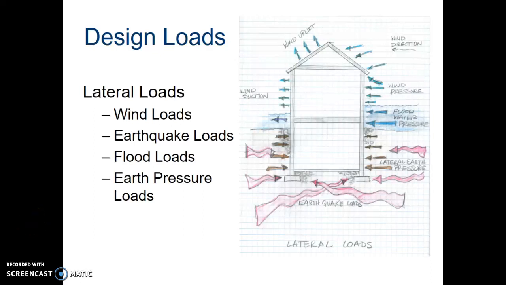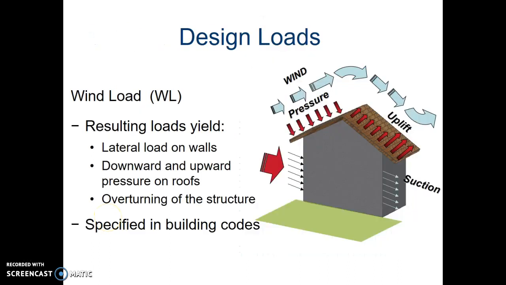Okay, so we've finished talking about snow loads, and there are other kinds of loads. There are lateral loads, and those are things like wind, earthquakes, floods, earth pressure, that type of stuff. Those are lateral loads. Now, wind loading is another design load that has an impact on the design of a structure. And wind loads can vary depending upon their location and the height of the structure.